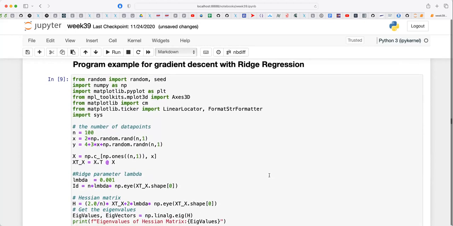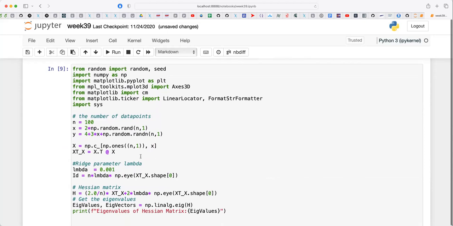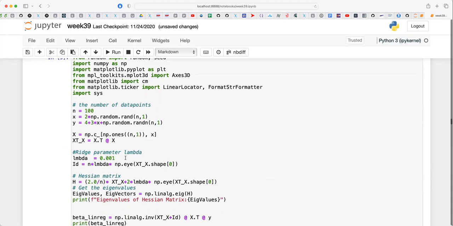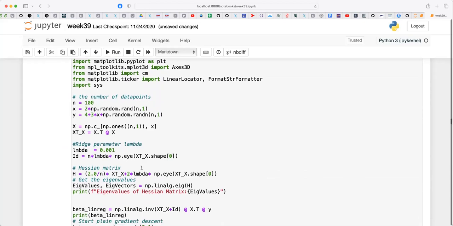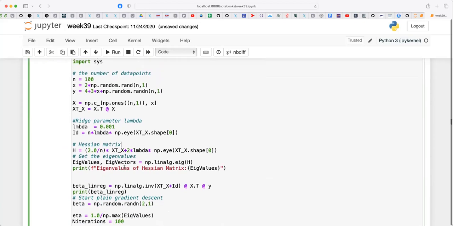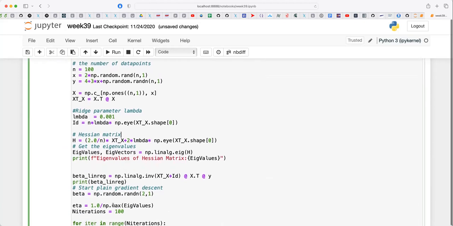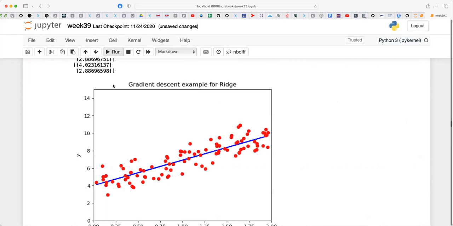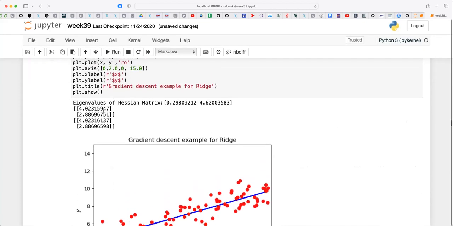And it's pretty easy to implement it. You can set up the matrix x transpose times x, and then you need to add the diagonal matrix. You can calculate the Hessian and get the eigenvalues and let the Hessian matrix guide the setup of the learning rate. So in this typical example, this is what you would get.